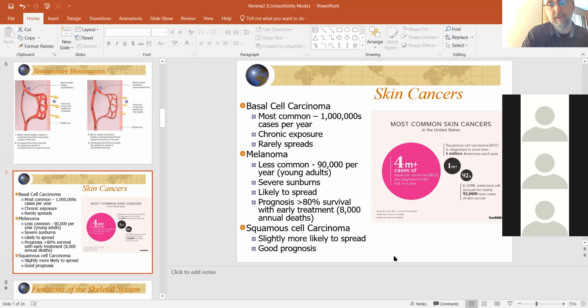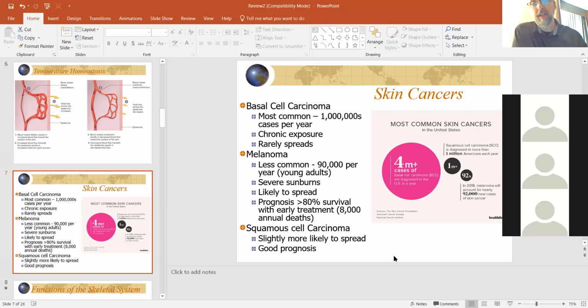Melanomas are a little bit different. Melanomas are much less common, but much more serious. They're more likely to spread, and they particularly spread deeply relatively quickly. So if they're not caught early, they are likely to lead to tumors in other places. They still have a fairly good prognosis. Most likely you're going to survive them, but they cause a significant number of deaths. And unlike basal cell carcinomas, these are likely to start in a mole.